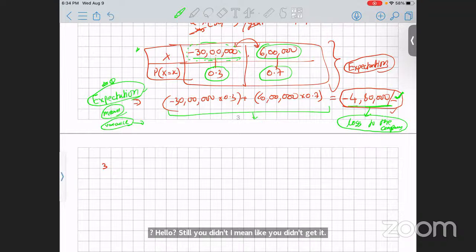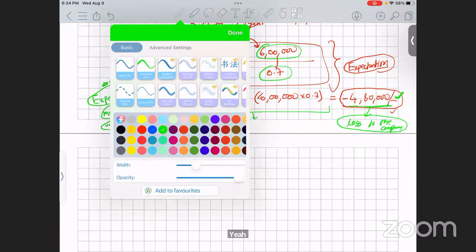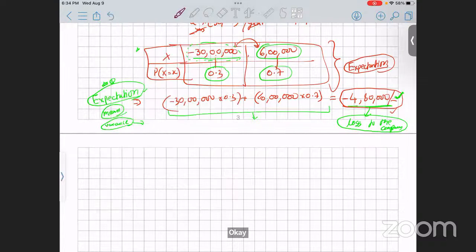Still you didn't get it? Hello. Yes, got it, sir. We got it, sir. Okay, then we'll move on to the next. Now you have learned about random variable. Now there is something which is very important. You have to plot this.